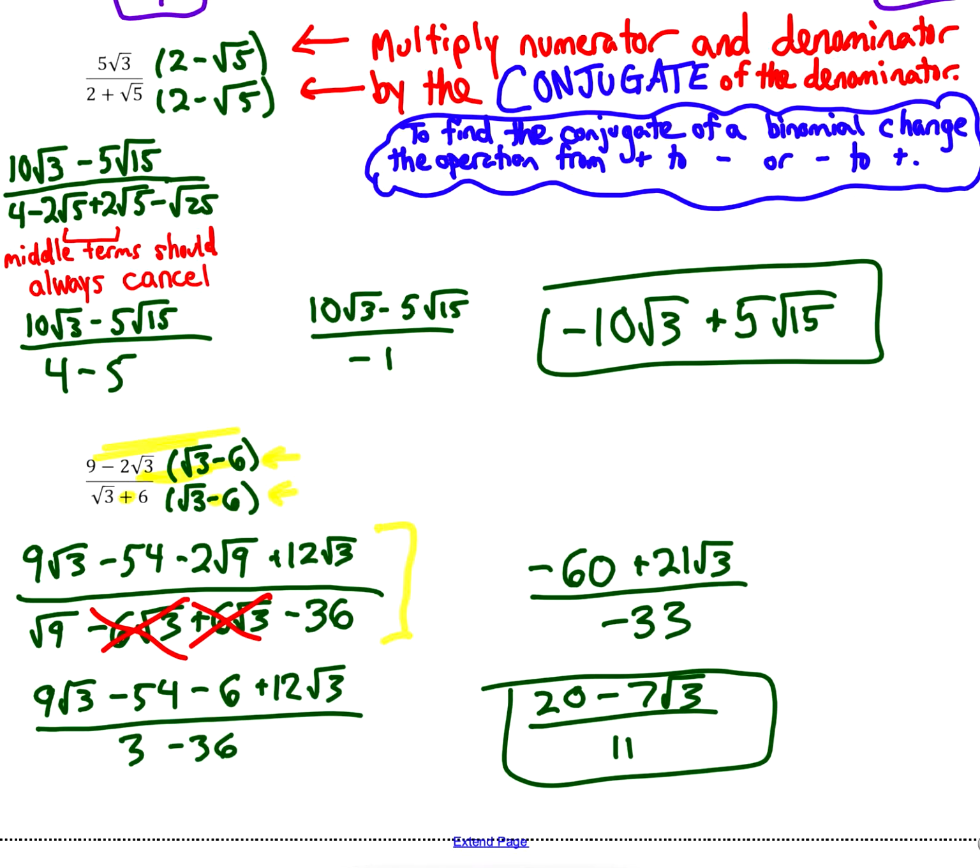And then once we simplify everything, we get to here. But remember, we cannot have a negative in the denominator. So we multiply each term on the top by negative 1. But also we can take out a 3 from each coefficient or constant. So that gives us 20 minus 7 rad 3 over 11.